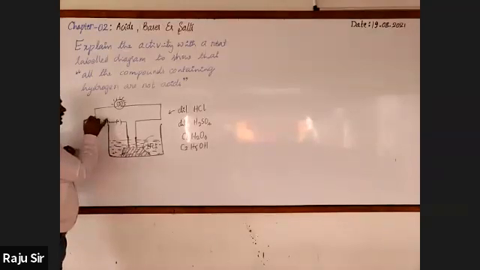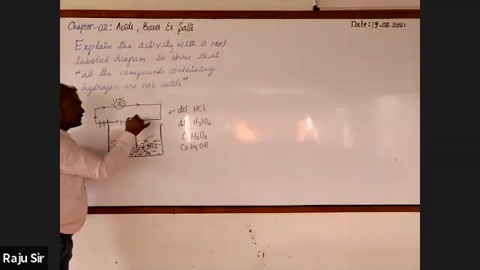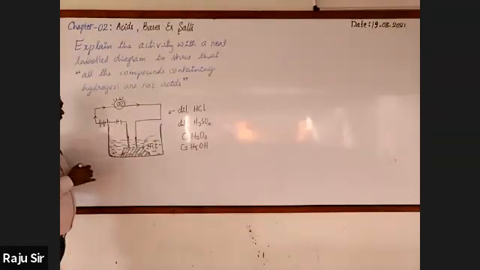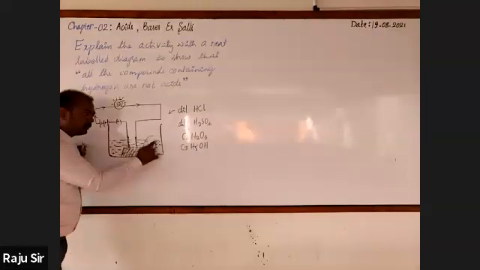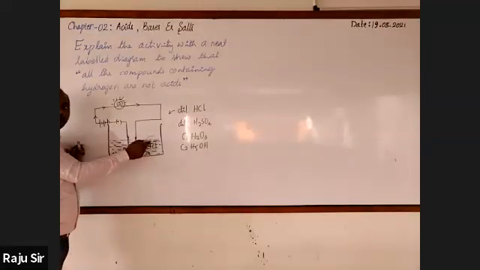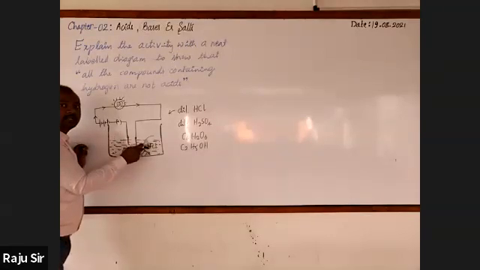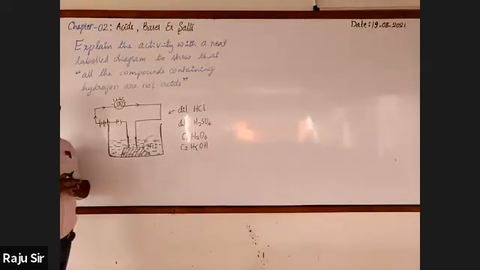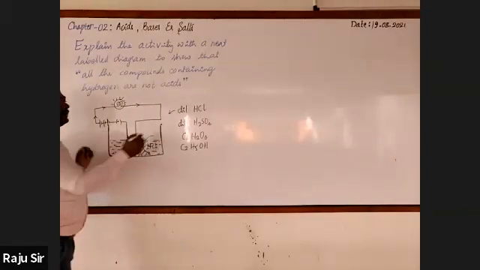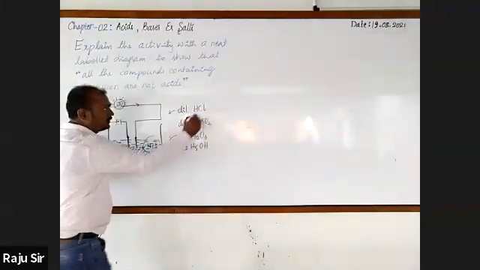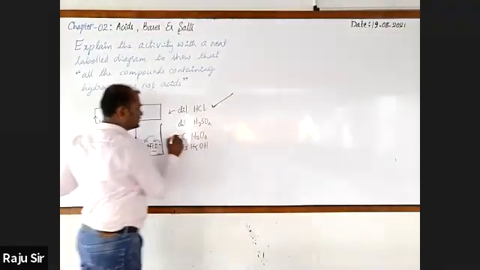Here, the current is flowing from positive terminal to negative terminal. And this compound is allowing the electric current to pass through it. Hence, you can say that it is an electrolyte. And this electrolyte is an acid. Followed? This conducts electricity.